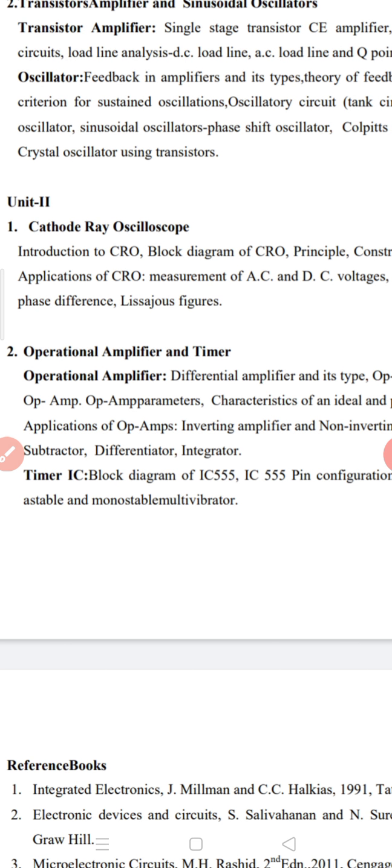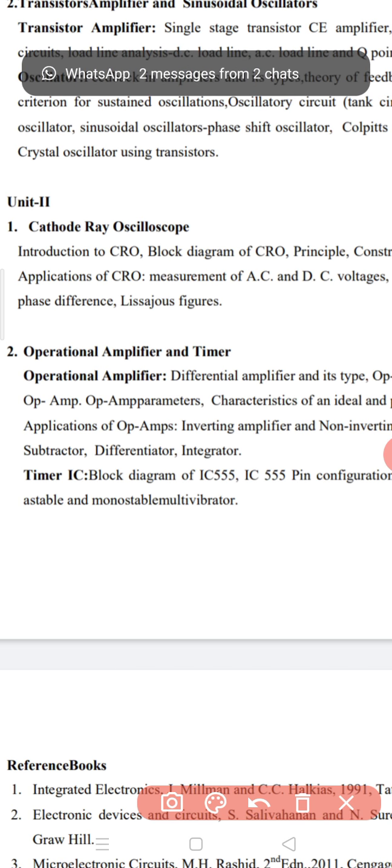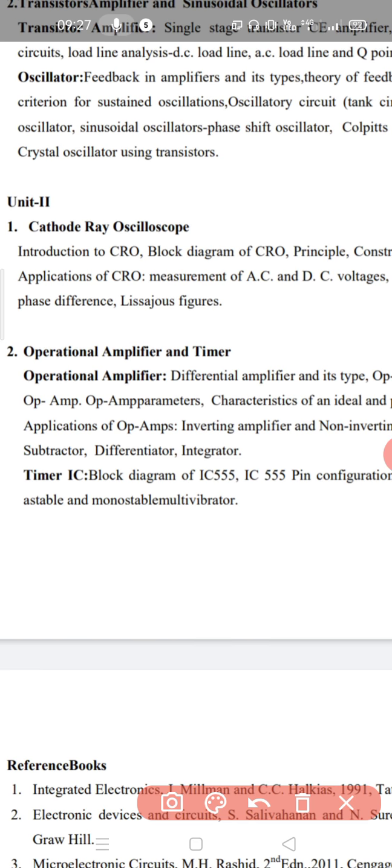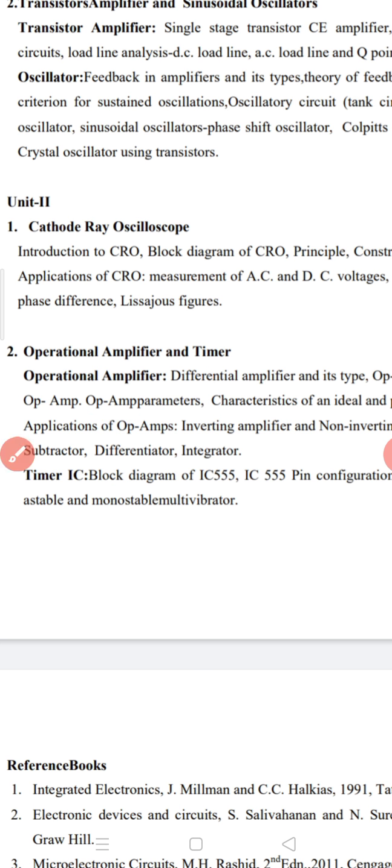Then operational amplifier parameters. There is a spelling mistake over here, so just recheck it. It is operational amplifier parameters. What are the parameters of it? Like up to which range it will be usable, what type of voltage we have to give it, and what other inputs we have to give it. These are the parameters.